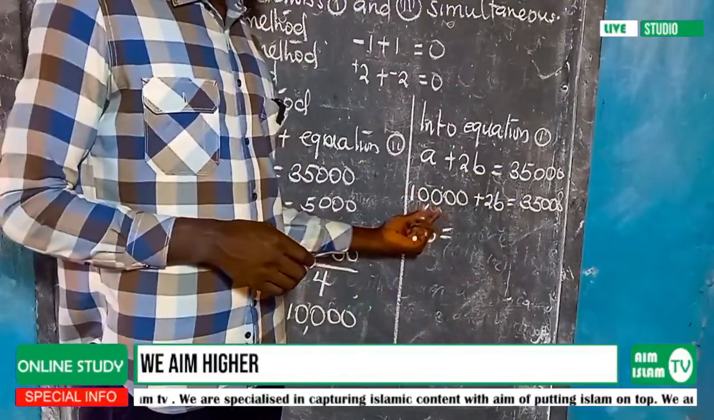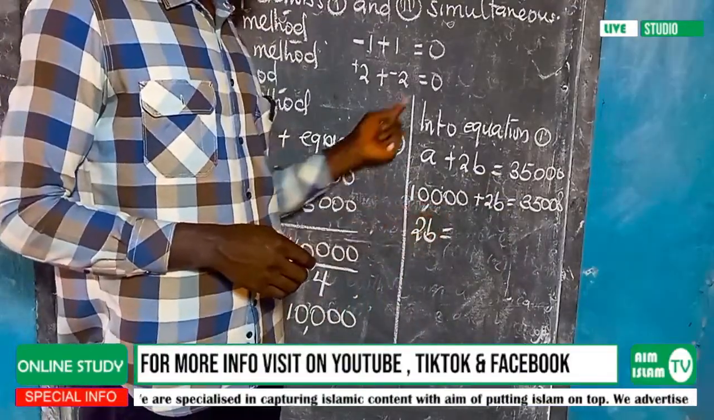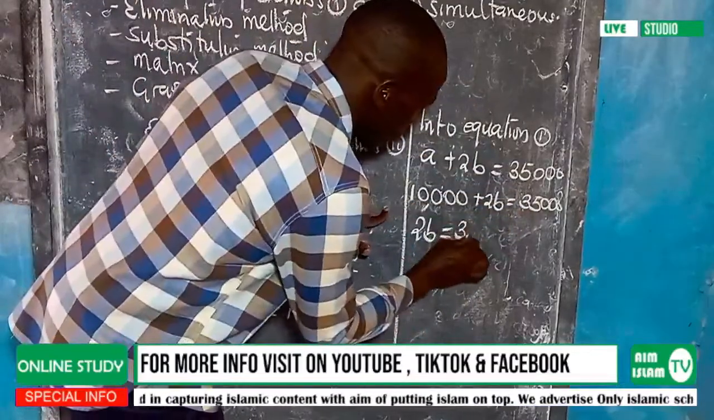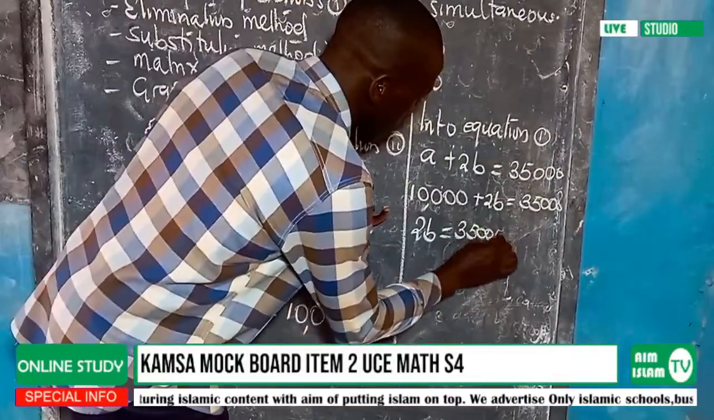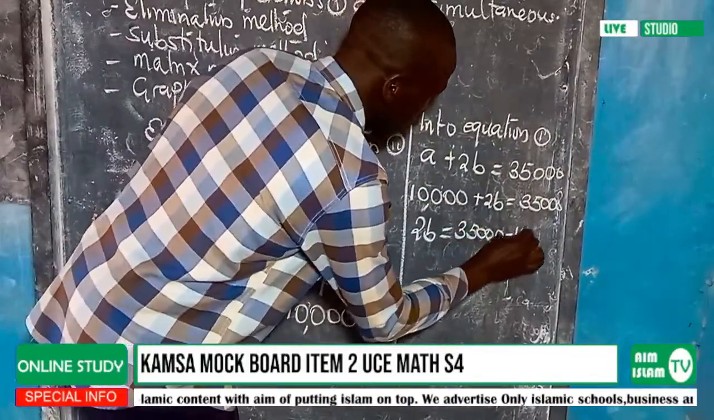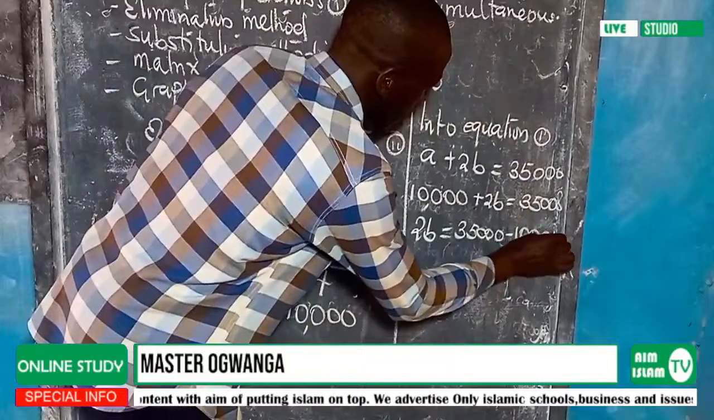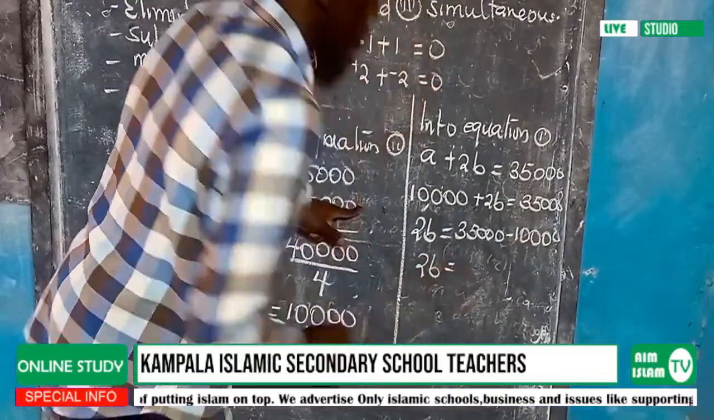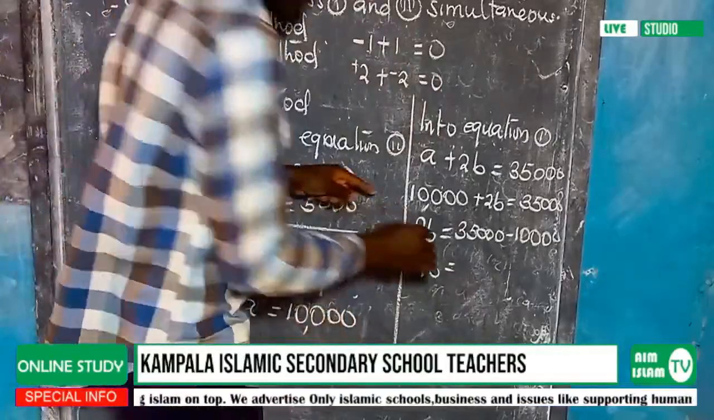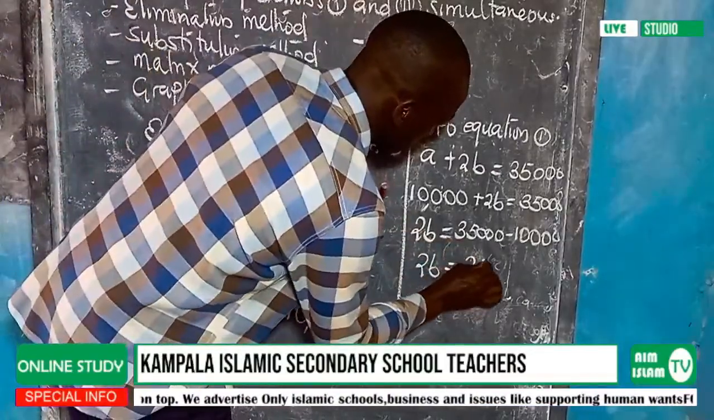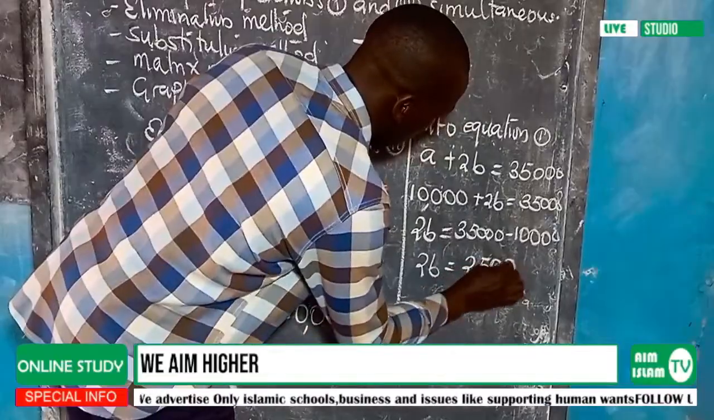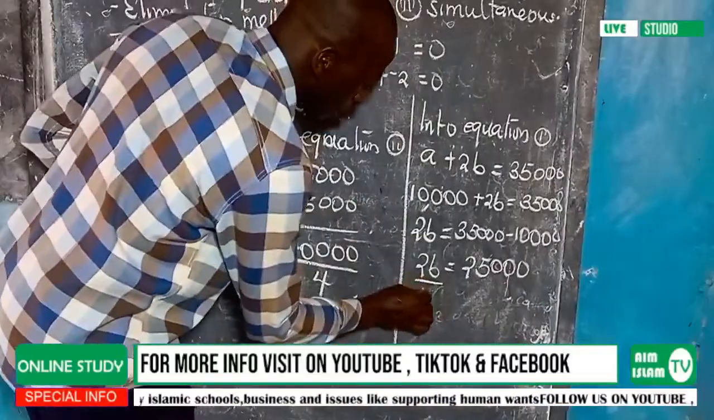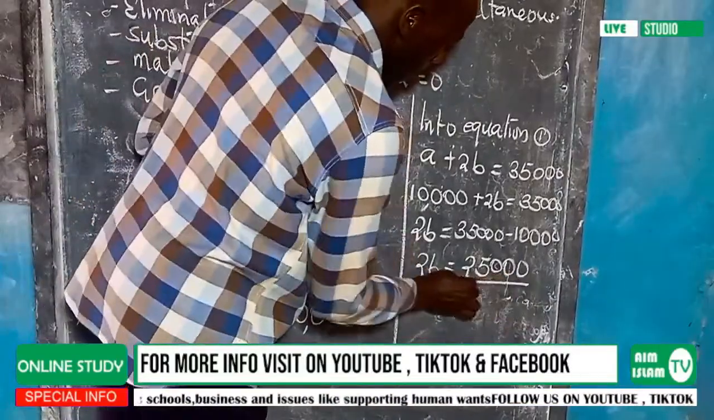Like here, it is positive, meaning that whenever it is going to go to the other side, it is supposed to be negative. That is why I will have 35,000 minus 10,000. So you'll have your 2b is 35,000 minus 10,000. That will end up giving us 25,000. So we can have the value of b by dividing by 2.